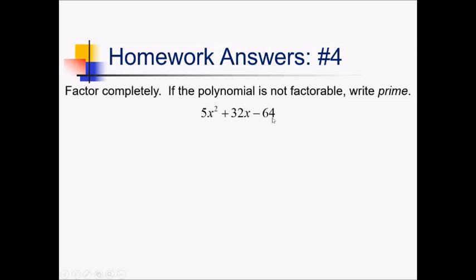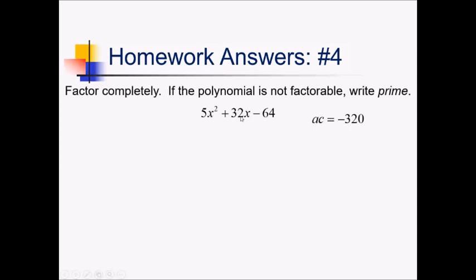5 times negative 64, that's going to be negative 320. And you could use a calculator if you needed to. And I think AC is a really good method on this one because 64 has a lot of possible factors. So that's kind of a mess to deal with. So let's see here. I need factors of negative 320 that add up to 32.